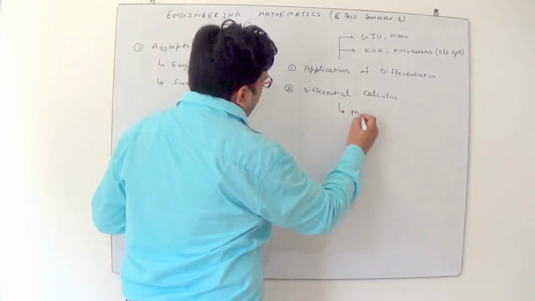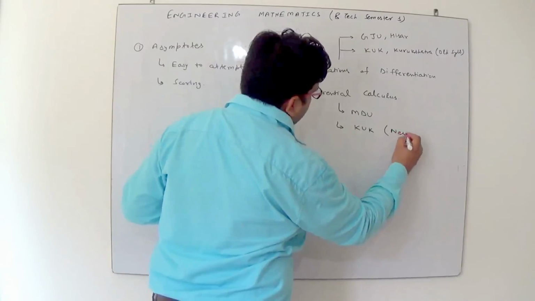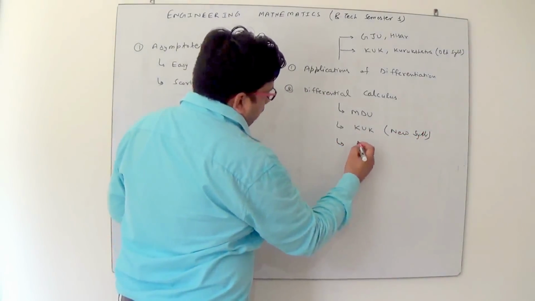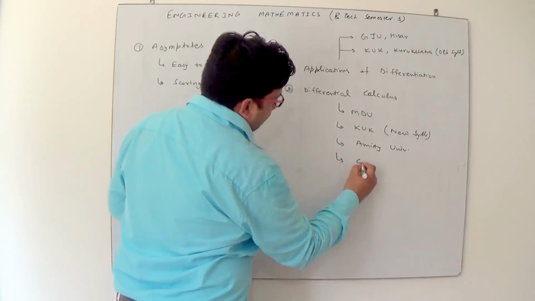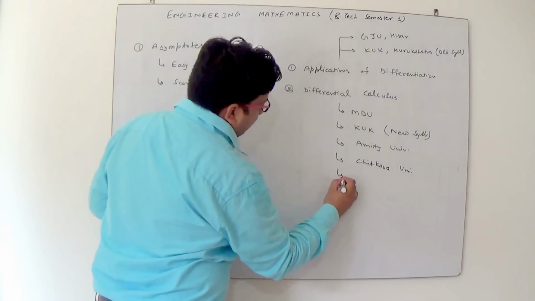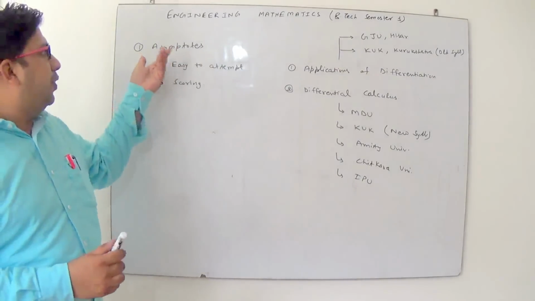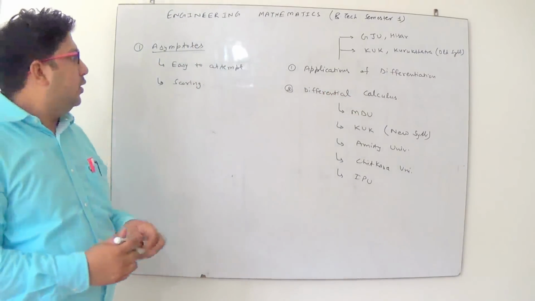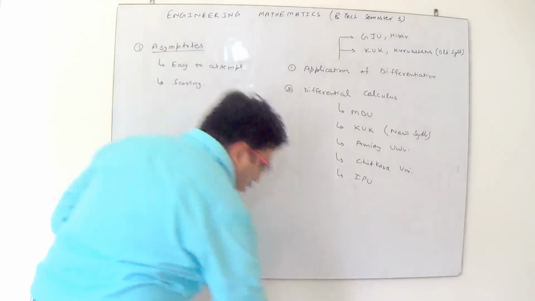In KUK new syllabus, and that is Kurukshetra University Kurukshetra new syllabus. Thirdly, Amethi University, Chitkara University, and lastly IPU, that is Indraprastha University. This very topic asymptote comes under the module of differential calculus. Okay, so this is one of the easy topics and scoring as well, so just have a look at this very topic.